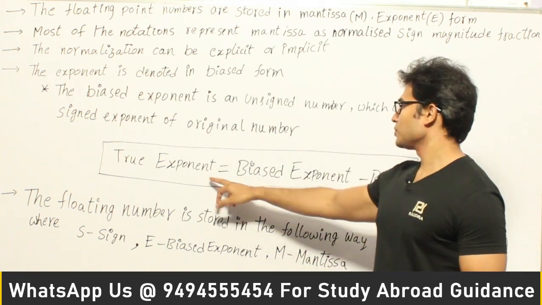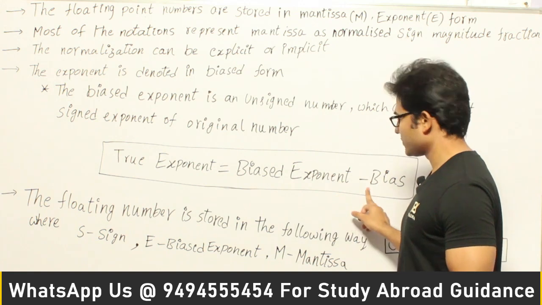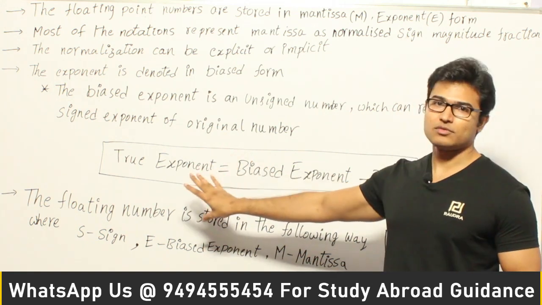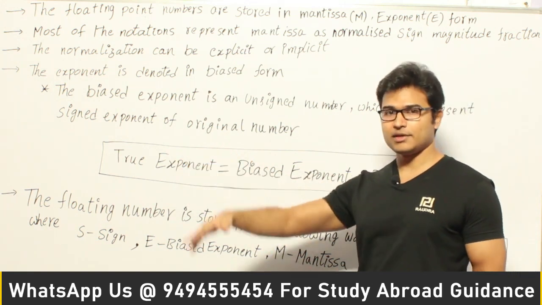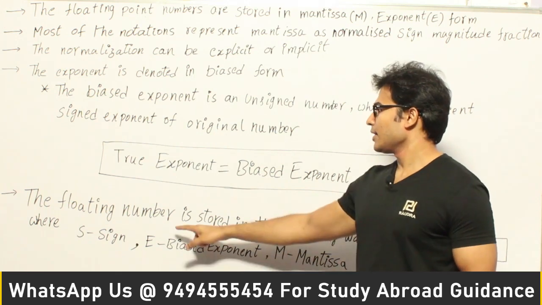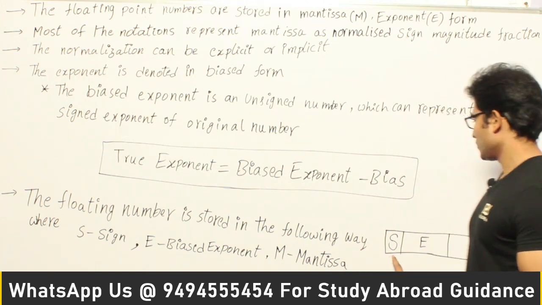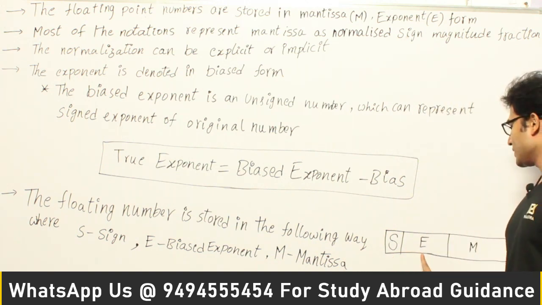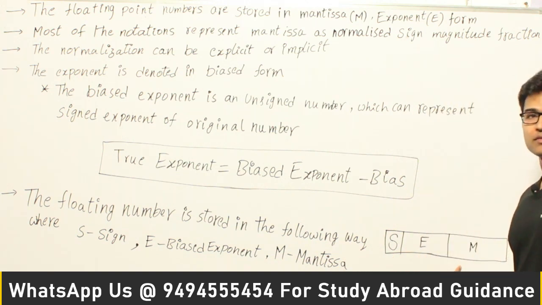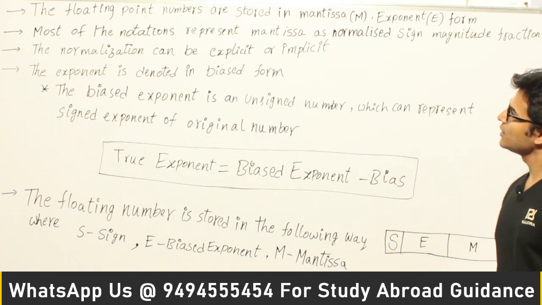And now true exponent is going to be biased exponent minus bias. You will not understand this as of now. Just take the points. Later with examples this point will be clear. And the floating number is stored in the following way. What is the sign of the number, and what is the exponent part, and what is the mantissa part. Okay, it is stored this way. Okay, fine.